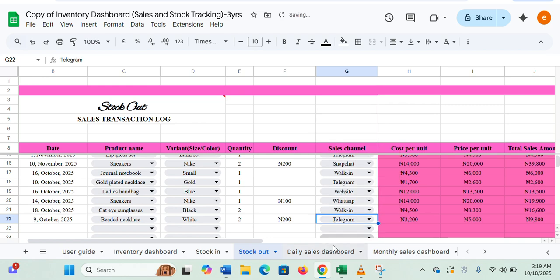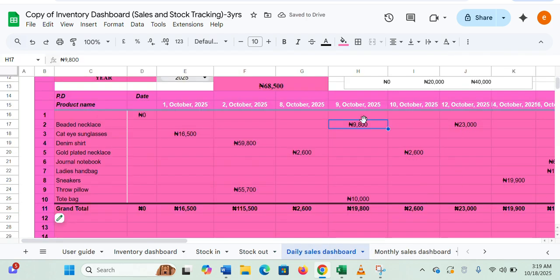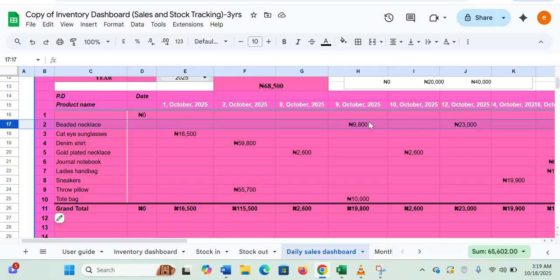Now we want to see what happens. Before, there was no product on the 9th of October, but now we went to sell beaded necklace, and it automatically inputs it here. So this shows you that everything here is automated. You just need to input what you have sold.